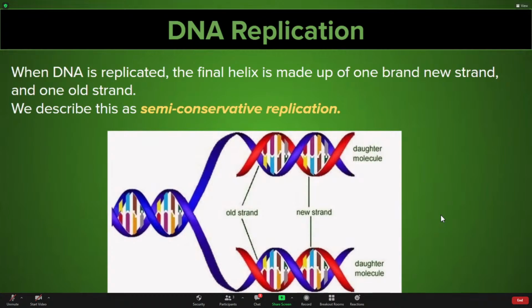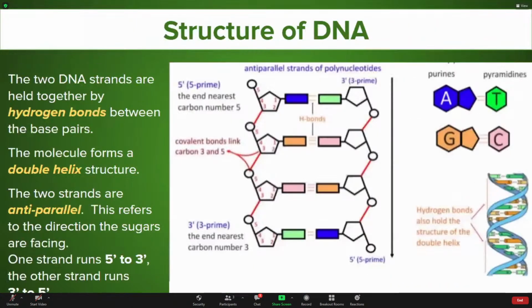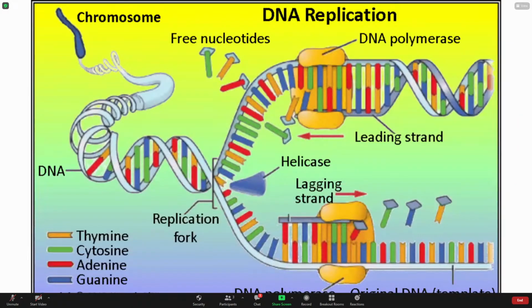Oh, where have my slides gone? Okay, let's go back. So here we have our replication fork. We've got DNA helicase has unzipped, and we have 2 strands. We have our leading strand here, okay, which is the top one, and we have what's called a lagging strand.